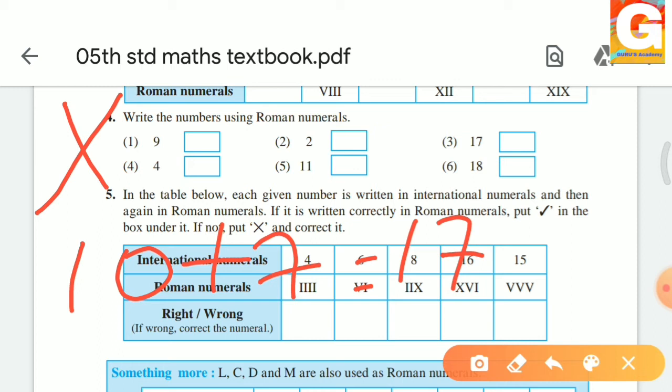So how are you supposed to write 7 in Roman? This is your 5, 6 and 7. So this is your number 17.